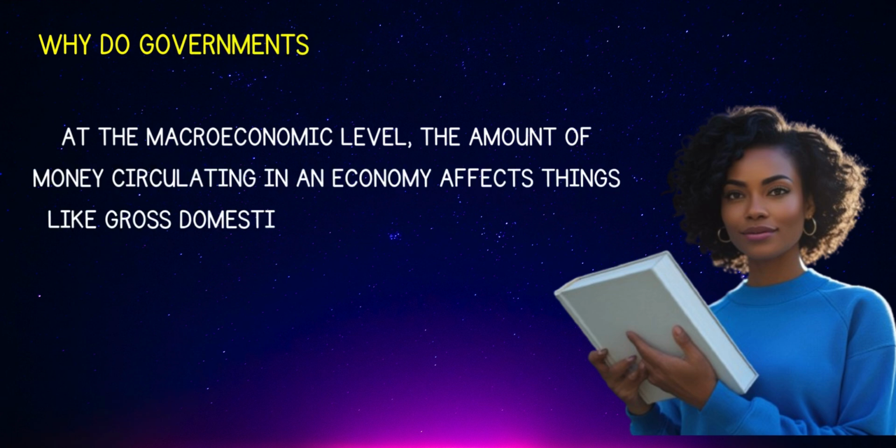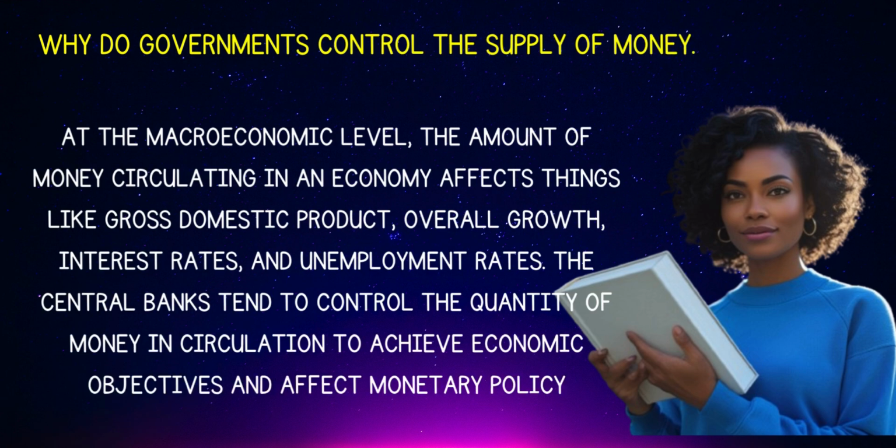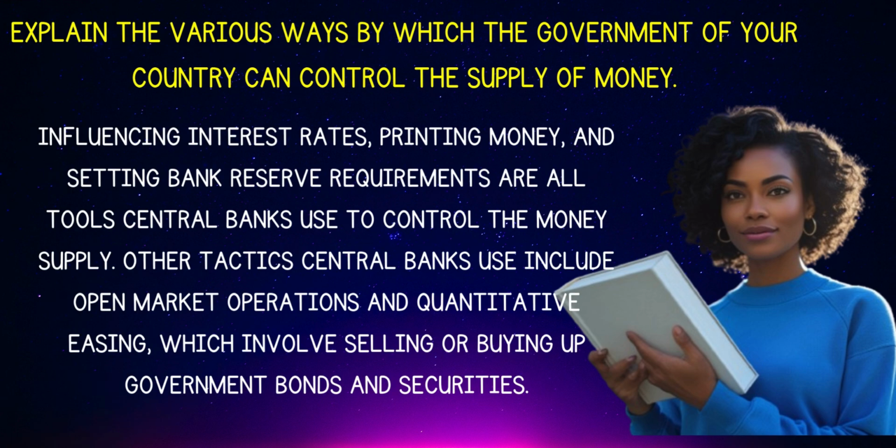Why do governments control the supply of money? At the macroeconomic level, the amount of money circulating in an economy affects things like gross domestic product, overall growth, interest rates, and unemployment rates. The central banks tend to control the quantity of money in circulation to achieve economic objectives and affect monetary policy.